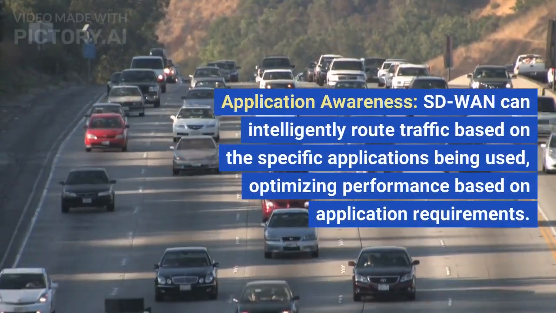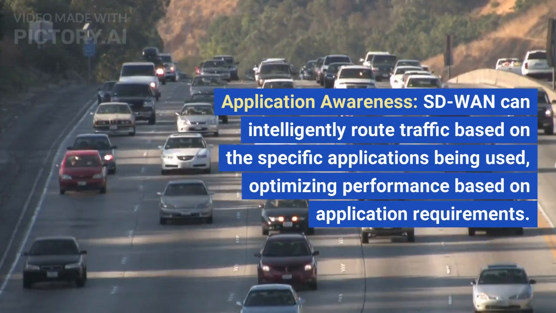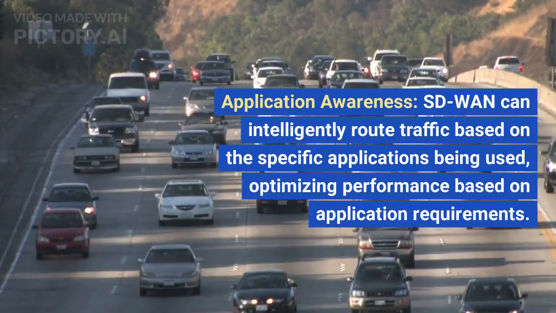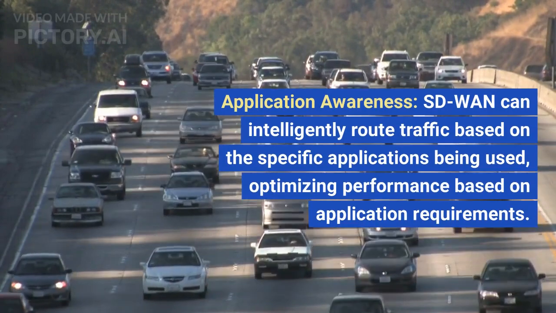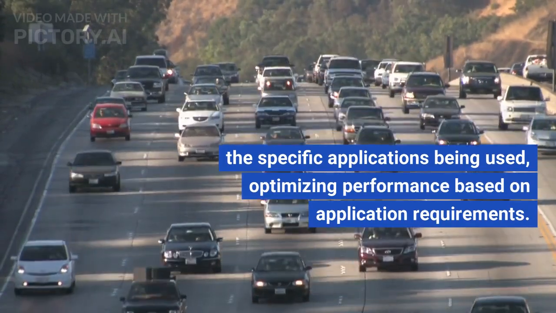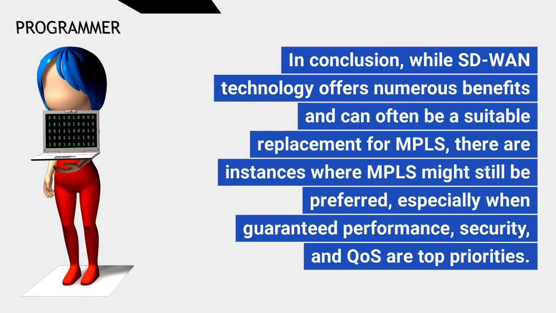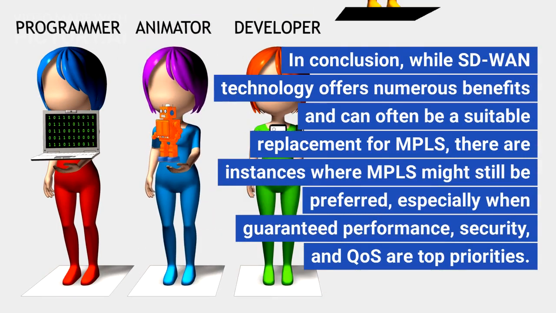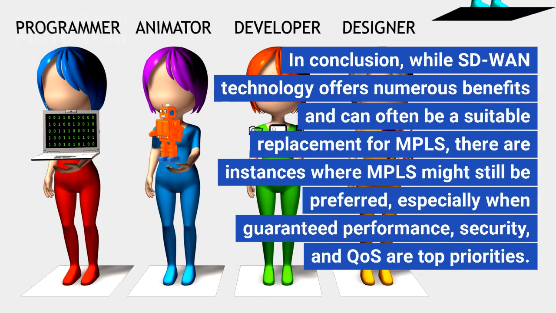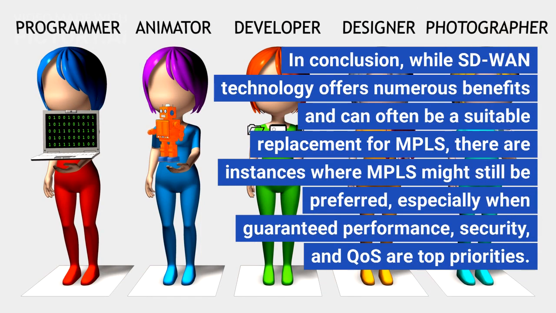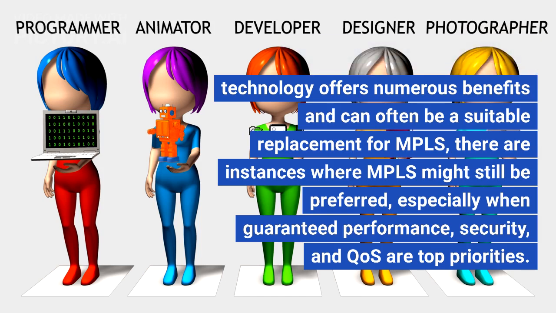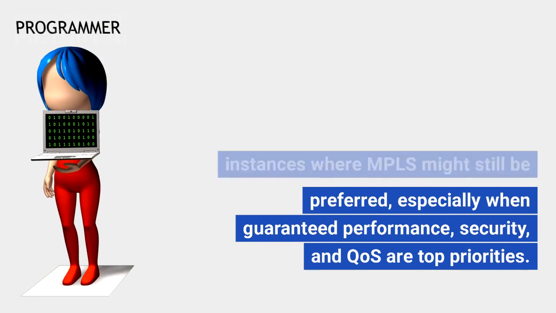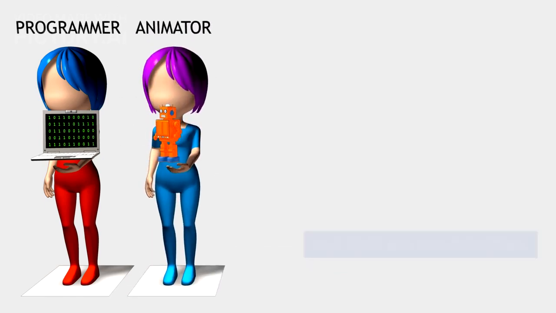Application awareness. SD-WAN can intelligently route traffic based on the specific applications being used, optimizing performance based on application requirements. In conclusion, while SD-WAN technology offers numerous benefits and can often be a suitable replacement for MPLS, there are instances where MPLS might still be preferred, especially when guaranteed performance, security, and QoS are top priorities.